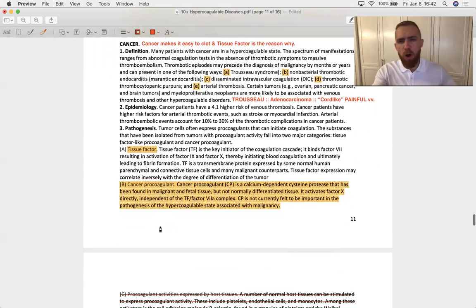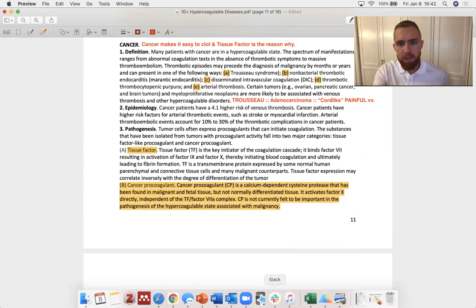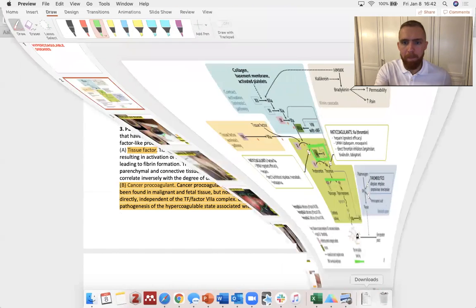First, there's cancer. I want to go ahead and get this out of the way because it's the most common. Cancer makes you clot. And understand tissue factor is the reason why. So cancerous cells very often just spit a bunch of tissue factor into the blood. What does tissue factor do? Well, tissue factor activates the extrinsic pathway.